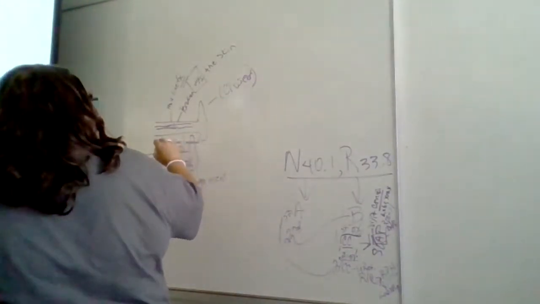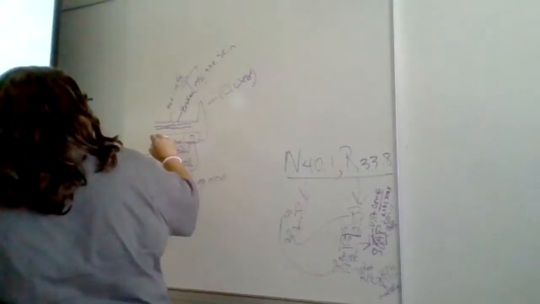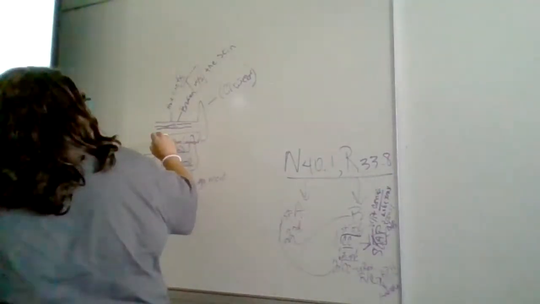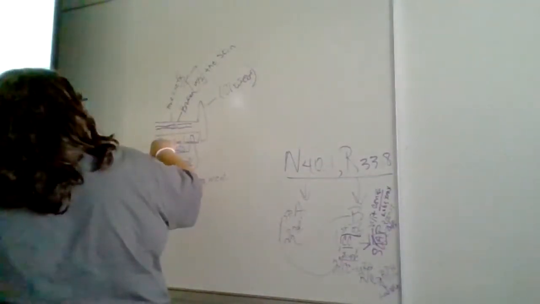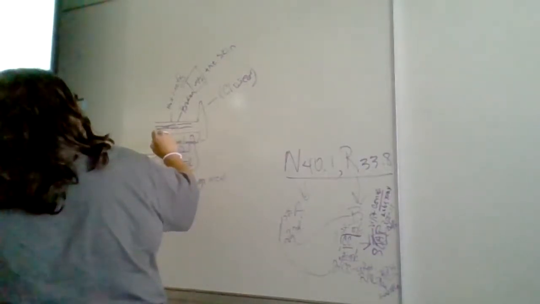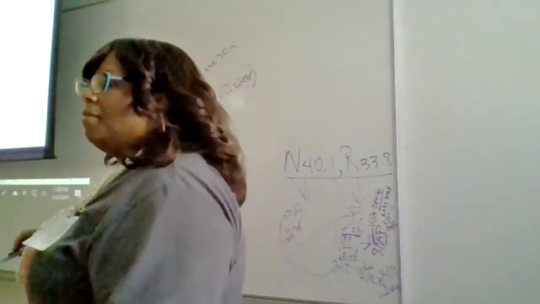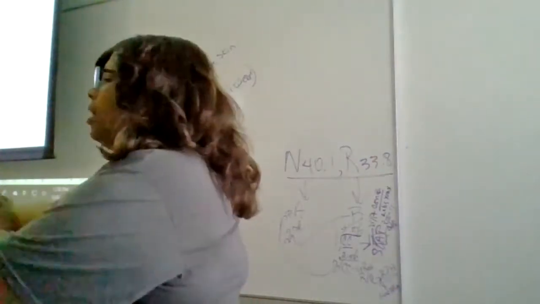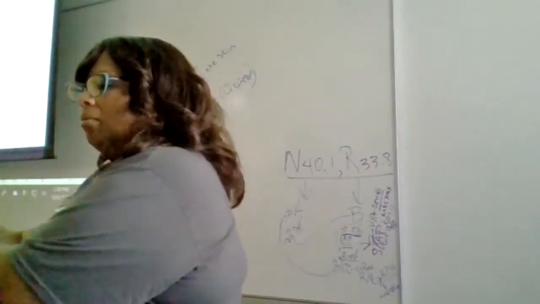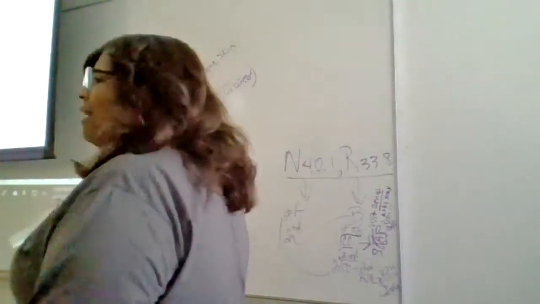Okay? And this is a fractured, FX, sorry. Fractured, let's say this is a fractured tibia. Because in the leg you have the tibia and the fibula. Okay? You have the ulna and the radius. Okay? All right.